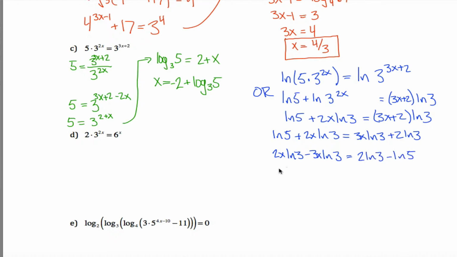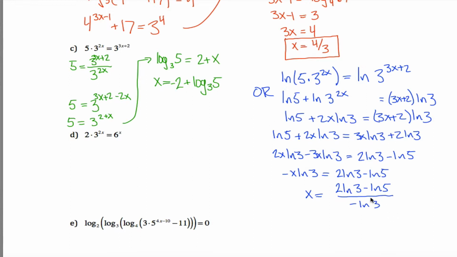you can factor out an x, or I guess you don't even have to factor out an x, you can combine like terms. I have 3x of these things, I have 2x of these things, I'm taking away 3x of them. I'm left with negative 1x of them. And so if I divide by the negative of the natural log of 3, I get that x is equal to 2 natural log of 3 minus the natural log of 5 divided by the negative of the natural log of 3. It turns out that this is equal to this.